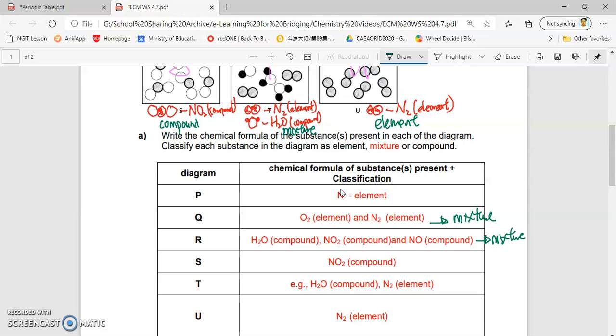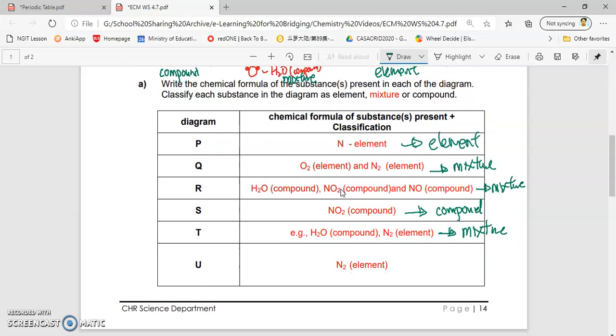S consists of a single compound, NO2. So this one is classified as a compound, because it is purely one compound. T, I got a compound and an element. So overall, since I got two or more different things here, I classify it as a mixture. Last one, U is N2 only. It's purely one element, and hence this is classified as an element.